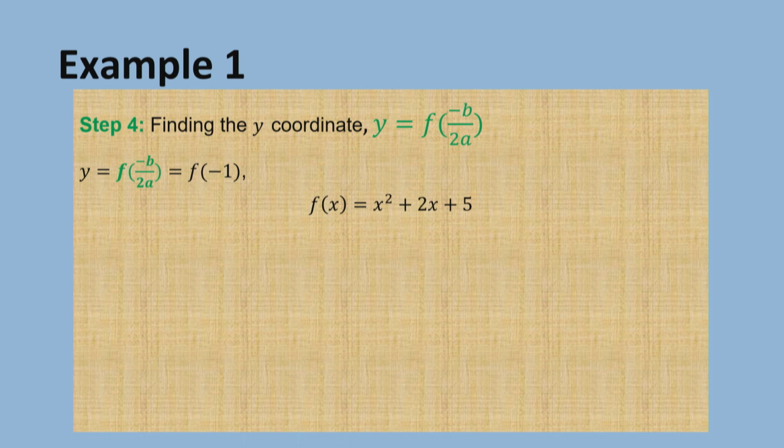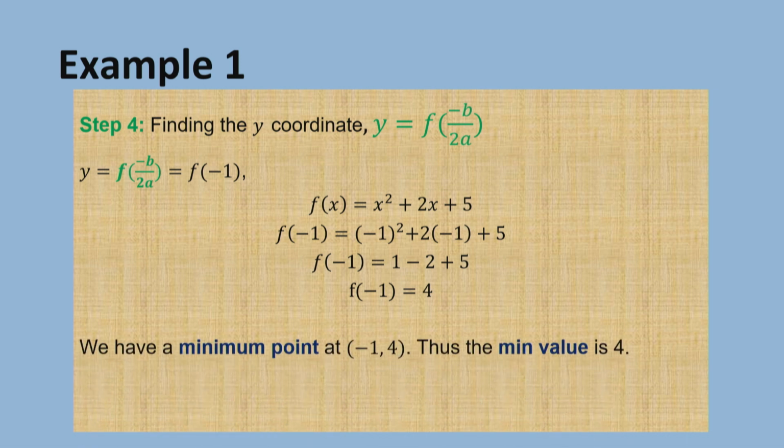So, f of x is given by the function x squared plus 2x plus 5. How do we find f of minus 1? We just need to replace all the x by minus 1. So, that will be (minus 1) squared. Remember to put the brackets. Plus 2 times minus 1 plus 5. So, that's 1 minus 2 plus 5. Therefore, f of minus 1 will be equal to 4.